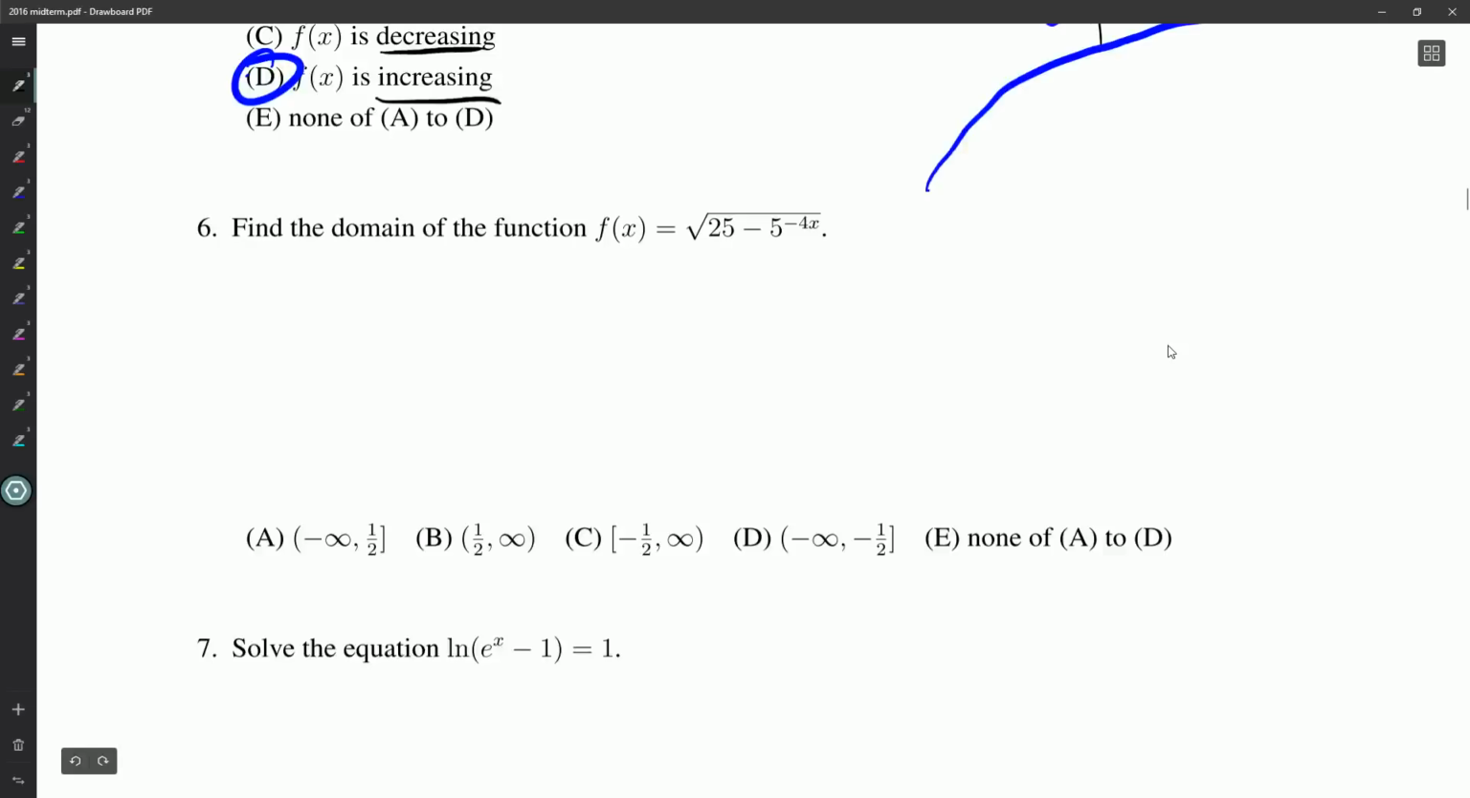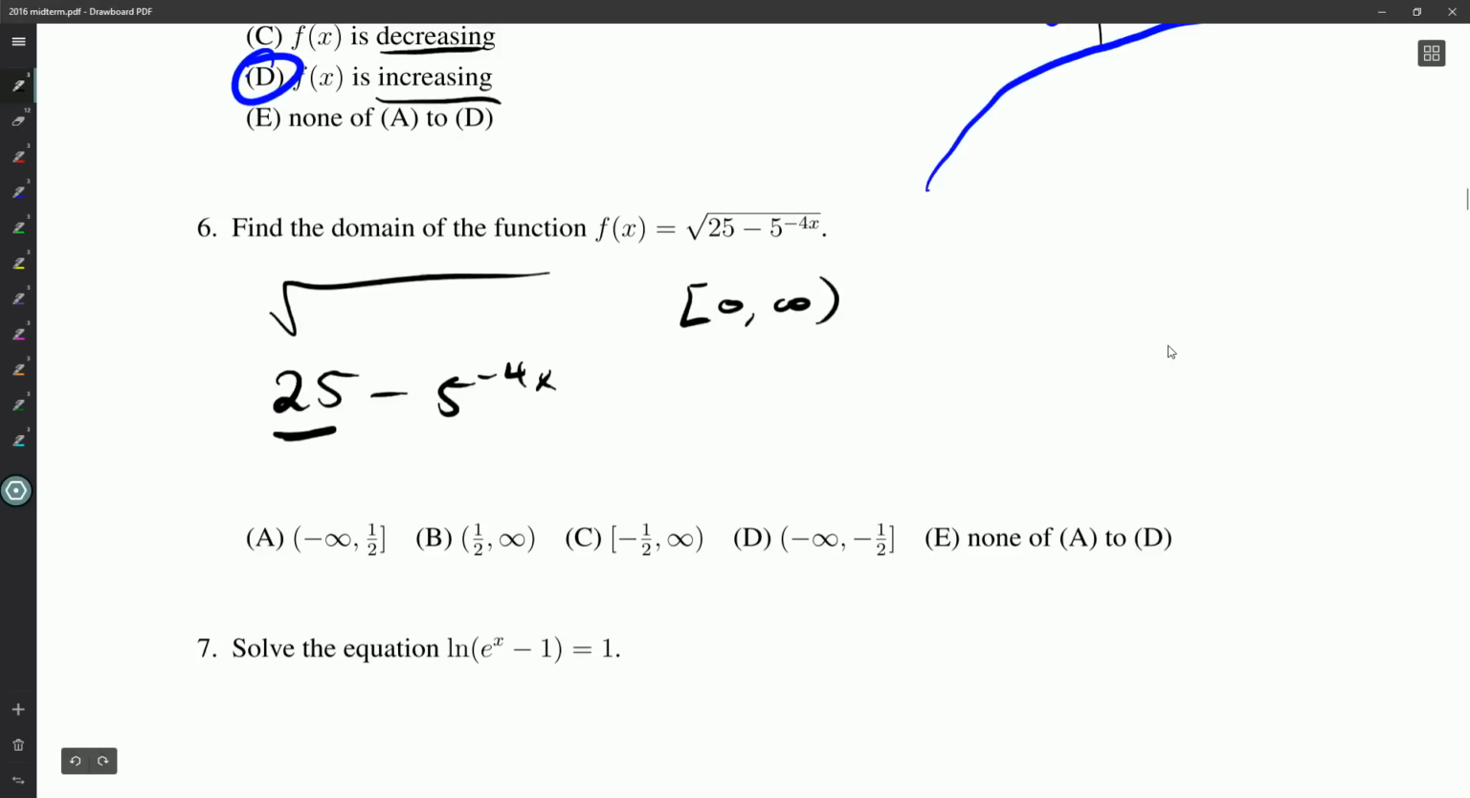Okay, finding the domain. So you can either work outwards, starting from the root, or you can start inwards with this x here. It's entirely what you want. So I usually start from the outside. So root, what does root accept? Well, root allows numbers between 0 and infinity, and you're allowed to have the 0 in there. So what do we need? Well, 25 minus 5 to the minus 4x needs to come out to be between 0 and infinity. Okay? Really any positive numbers there will work.